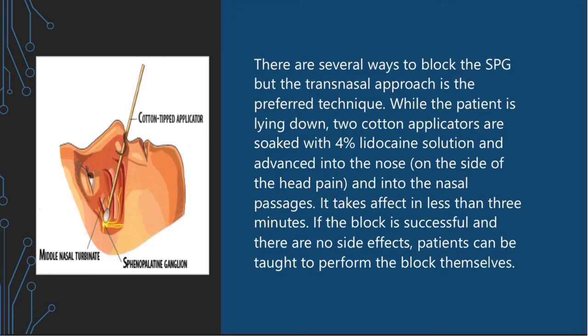Actually, there are several ways to block the SPG, but the transnasal approach is the preferred technique. While the patient is lying down, 2 cotton applicators are soaked with 4% lidocaine solution and advanced into the nose on the side of the head pain and into the nasal passages. It takes effect in less than 3 minutes. If the block is successful, there are no side effects. Patients can be taught to perform the blocks by themselves.